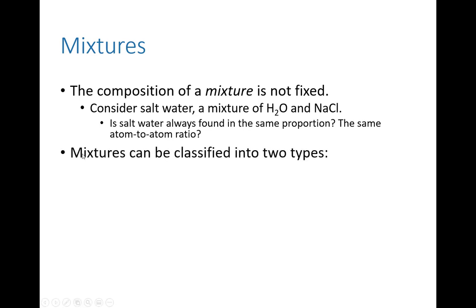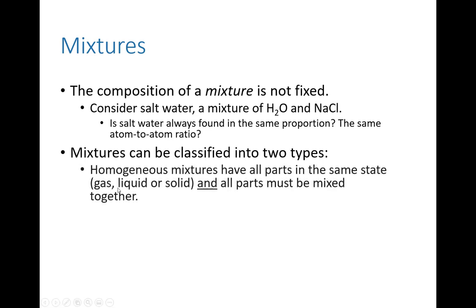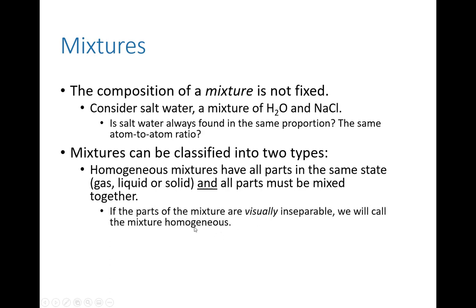Now, mixtures can also be classified into two different types. There are homogeneous mixtures, and with a homogeneous mixture, all parts are in the same state, gas, liquid, or solid, and all the parts have to be completely mixed together. And so we're going to say that a mixture is homogeneous if it visually looks the same all throughout. So if you look at the top, you look at the bottom, you look left, right, it looks completely the same all the way through. We would consider that a homogeneous mixture.